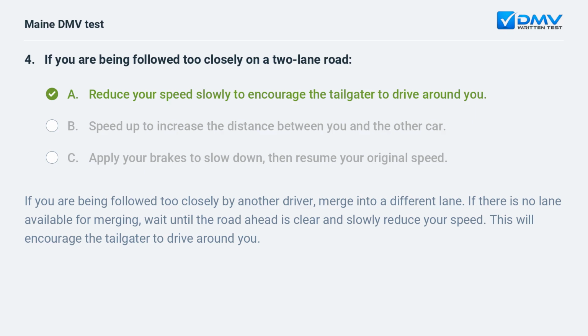A. Reduce your speed slowly to encourage the tailgater to drive around you. If you are being followed too closely by another driver, merge into a different lane. If there is no lane available for merging, wait until the road ahead is clear and slowly reduce your speed. This will encourage the tailgater to drive around you.